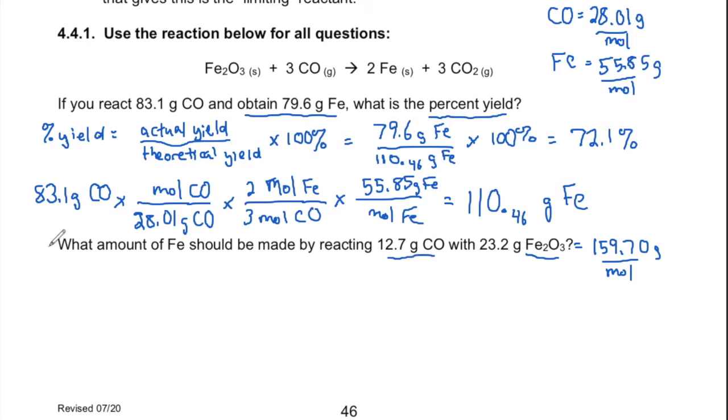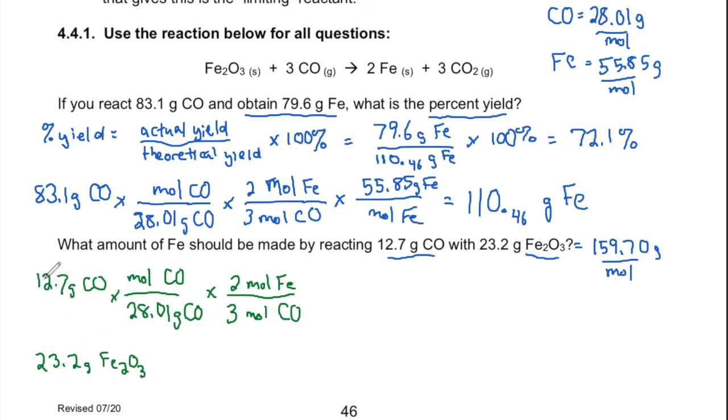This next problem we can tell is a limiting reactant problem because we are given both of our starting materials and we want to know how much product we can make. So we need to do a gram to gram conversion twice, once with the carbon monoxide and once with the iron 3 oxide. So here are our two amounts of starting material, 12.7 grams of carbon monoxide. We're going to convert that into the grams of iron that we can make. And then the 23.2 grams of iron 3 oxide, we're going to convert that into the amount of iron that that can make.